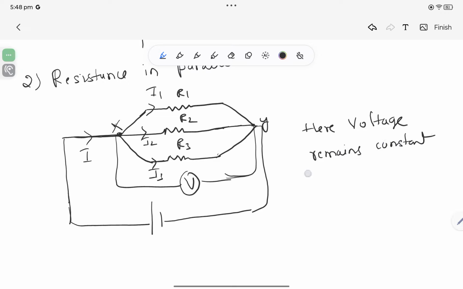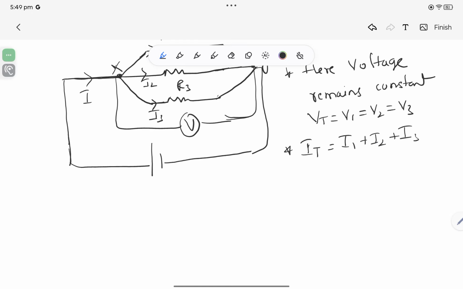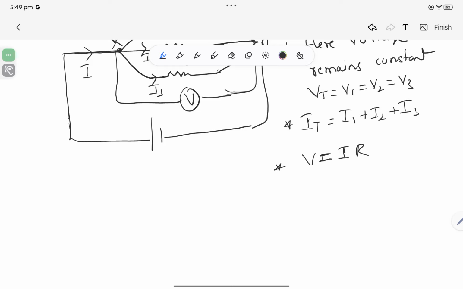So according to this, V total is equal to V1 is equal to V2 is equal to V3. Total current can be added by summing. So total current, second condition: I total can be calculated by I1 plus I2 plus I3. So we know Ohm's law. You know what is Ohm's law? V is equal to I into R. From Ohm's law we want I is equal to V by R1.